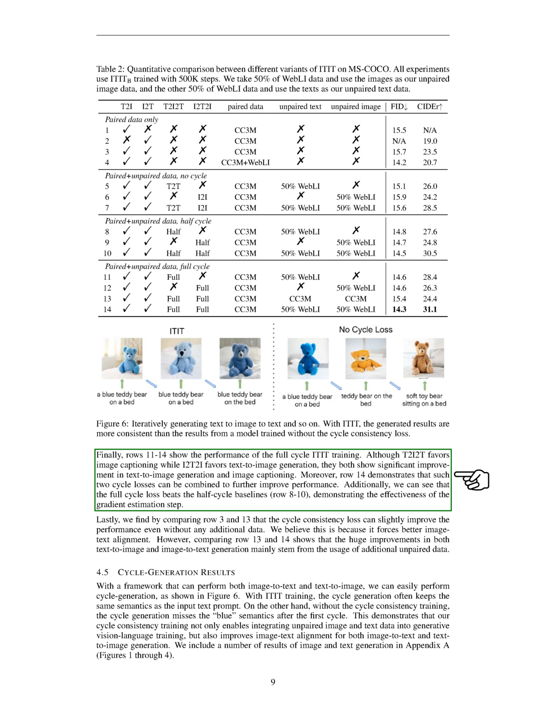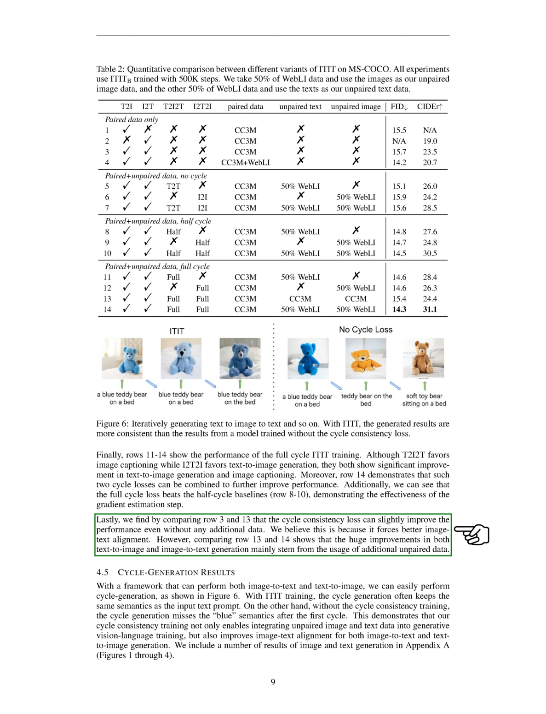Finally, we tested the full cycle ITIT training. While T2I2T favors image captioning and I2T2I favors text-to-image generation, both significantly improve performance in both tasks. We also found that combining these two cycle losses can further improve performance. Interestingly, the full cycle loss outperforms the half-cycle baselines, showing the effectiveness of the gradient estimation step.